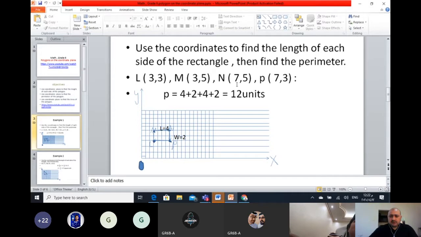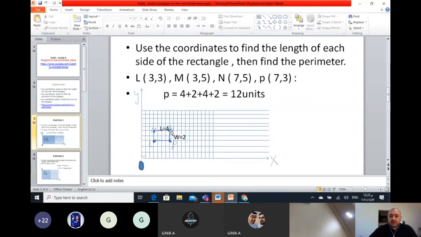After you represent the points here, connect them. From L to M, draw a line, then from M to N, draw a line, then from N to P, then from P to L. You will find you have a rectangle. Now I want to solve the perimeter for this rectangle. So I want to find the length of each side.